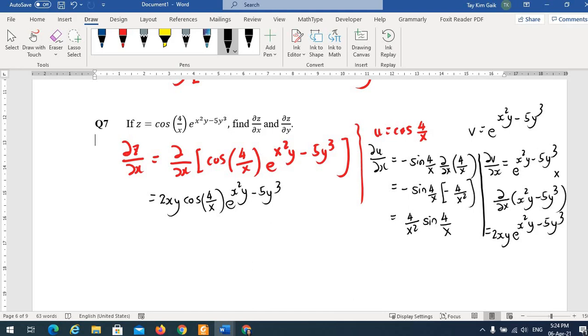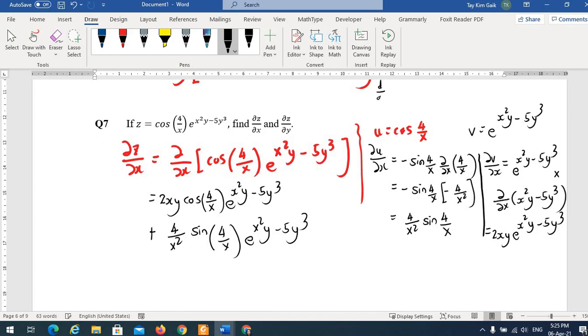Plus we multiply del u del x. So plus this one, 4 over x squared sin 4 over x, multiplied here by v, which is exponent x squared y minus 5y cubed. This one, cos 4 over x is a function of x, and the exponent here is also a function of x, and in product form. That's why you have to use the product rule. Treat u as cos 4 over x and v as exponent x squared y minus 5y cubed. Then del u del x, differentiate cos, you have negative sin with the same form, and then you have to del x 4 over x.